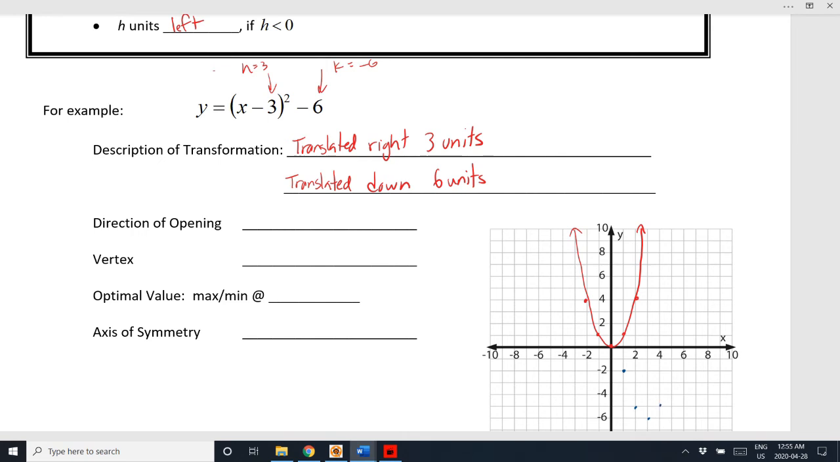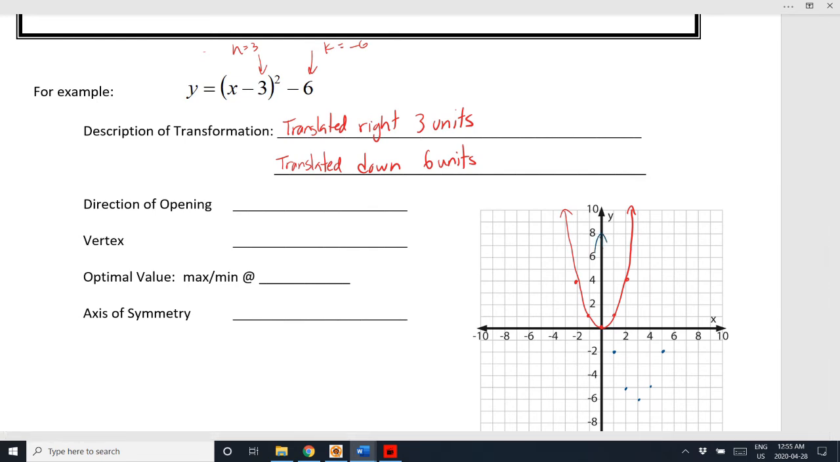A clue that you're doing it right: the relative position of these things should be the same. So 1, 2, 3, 1, 2, 3, 4, 5, 6. So everything lines up. And let's draw our new parabola. And there we are.